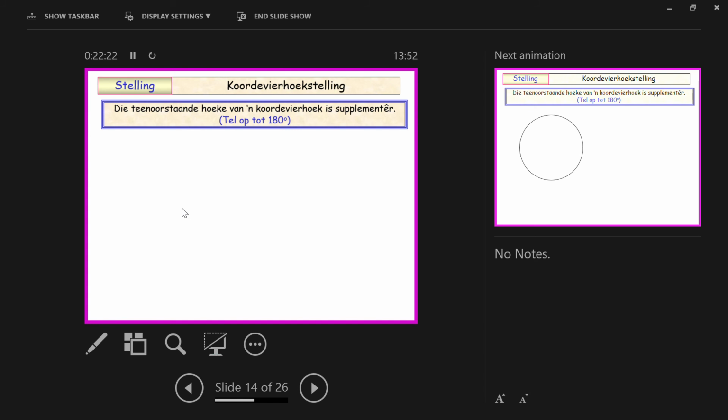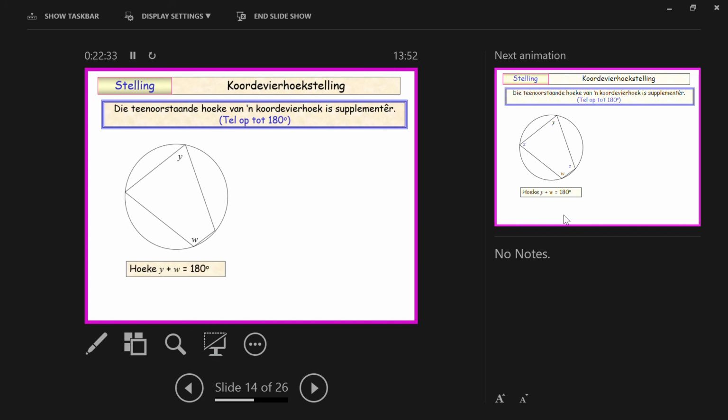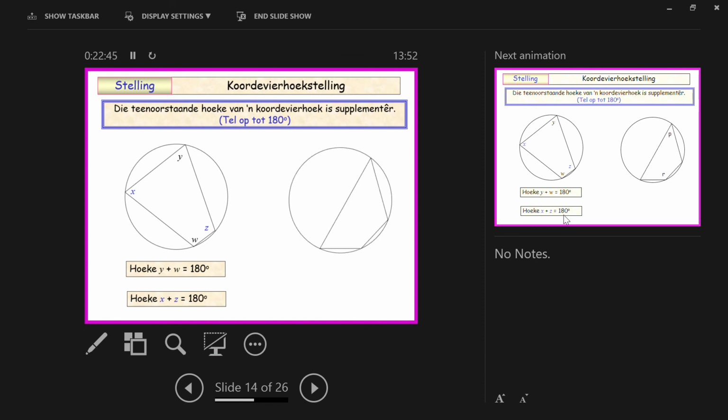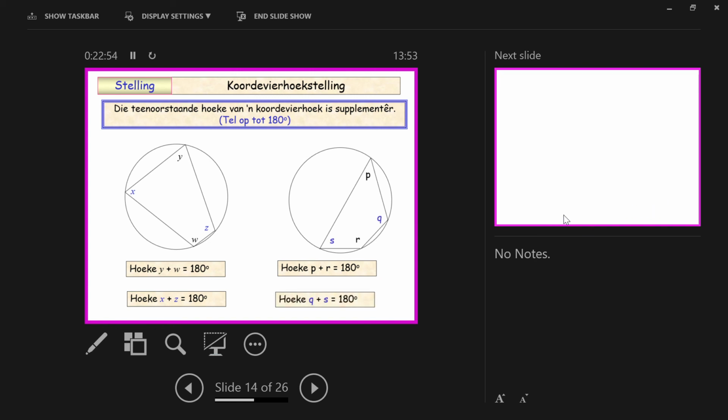Okay, nou, die teenoorstaande hoeke van 'n koorde vierhoek gee vir jou 180 grade, né? So meaning they are supplementary. Okay, so y plus w will give you 180. X and z would also give you 180. Goed, kom ons kyk vir daai ene. Sien jy is almal koorde, because they are on the circumference of the circle. P plus R will be 180 and S and Q will also be 180.